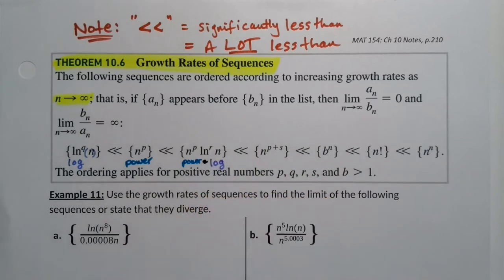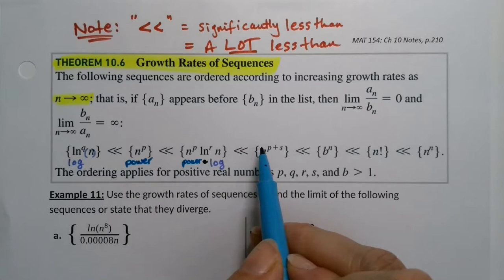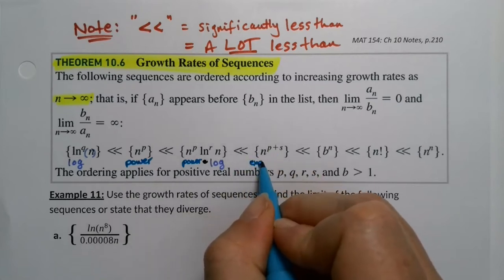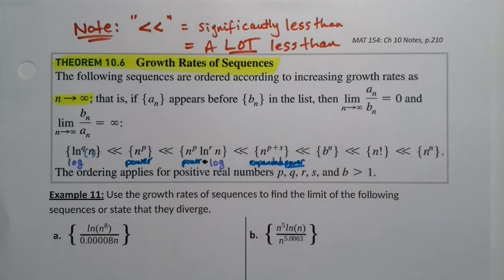All right, what about this one over here? Well, this is kind of an expanded power function. You're making it an even bigger power. Instead of just p, it's p plus s. So this is an expanded power function, right? So it's even larger.